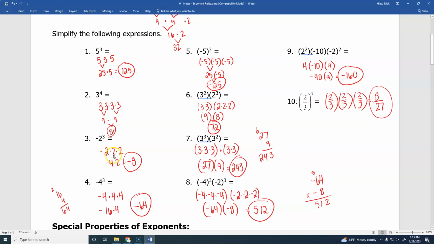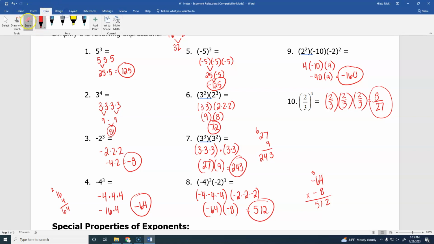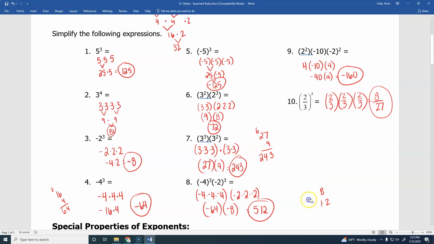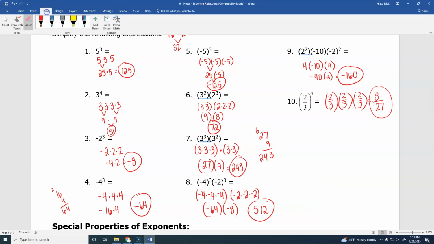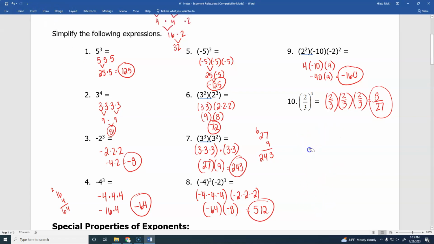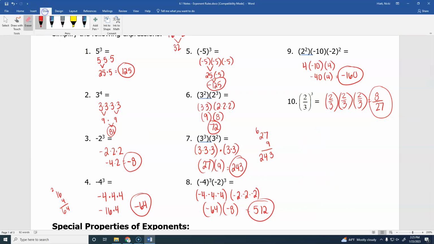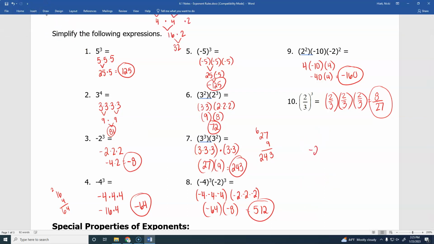And then you got 2 times 2 times 2. So it's not all 3 of them that have negatives. It ends up giving you the same answer either way. But would it give me the same answer? Did these two give me the same answer? Let me put a couple up here. What about if I have negative 2 to the fourth power versus negative 2 to the fourth power?